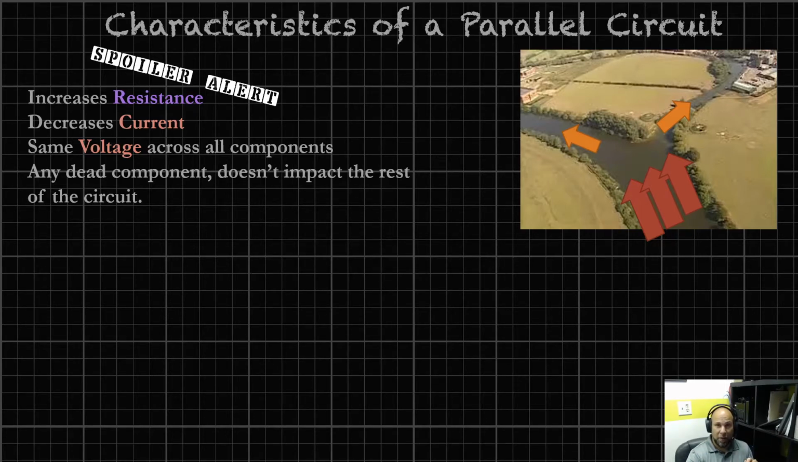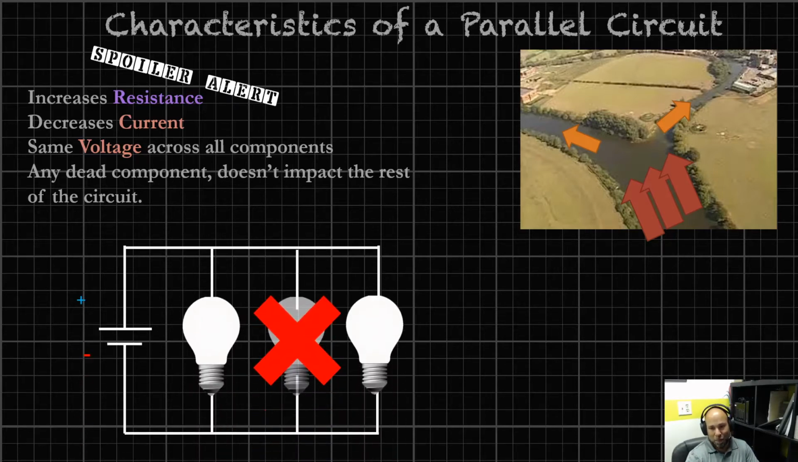I'll say it again for the test. Same amount of voltage across all components in a parallel circuit. Also, if one of your components dies in a parallel circuit, it's not the end of the world. You still have use of the other paths that the current can take.